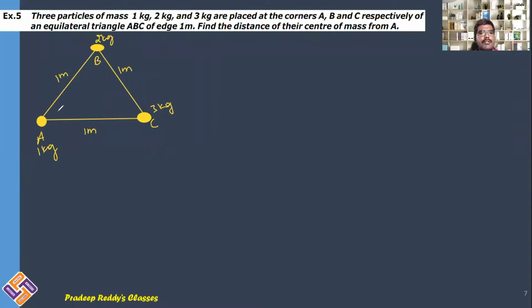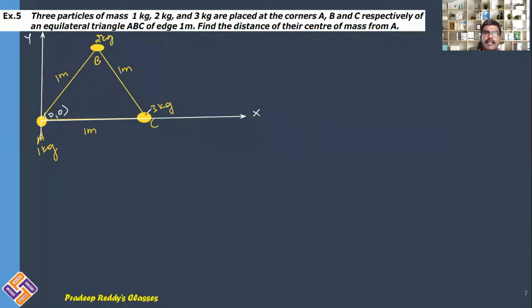Now, you can choose A as the origin. In order to locate the center of mass, we will be choosing A as the origin. This is the origin of the coordinate system. This is the x-axis, and this is the y-axis. After selecting the axes, you need to write down the coordinates for these three masses. This is 0, 0 because along the x-axis and y-axis it is exactly on the origin.